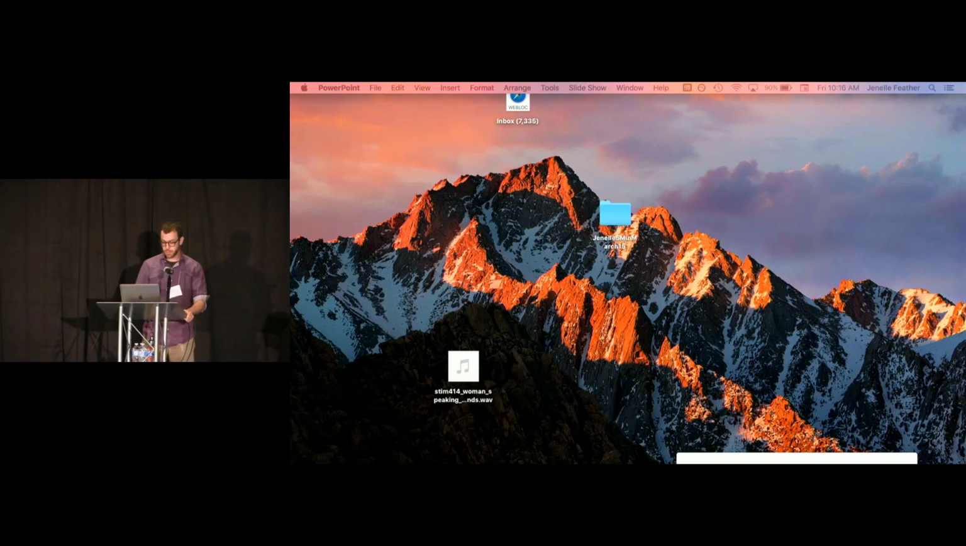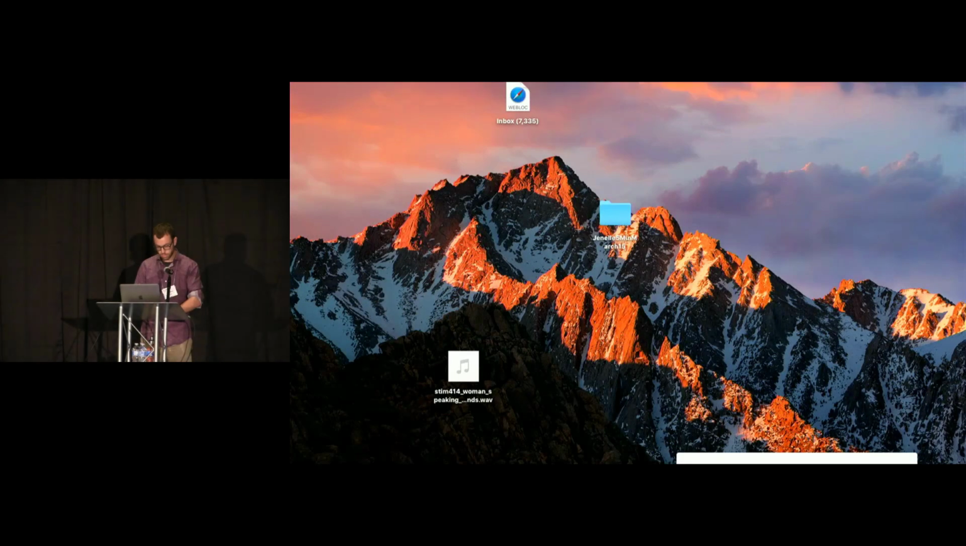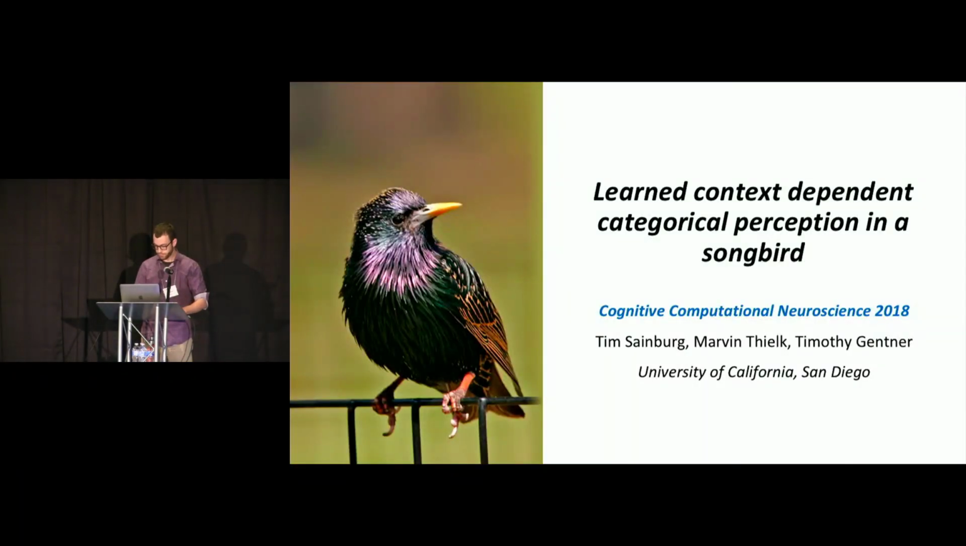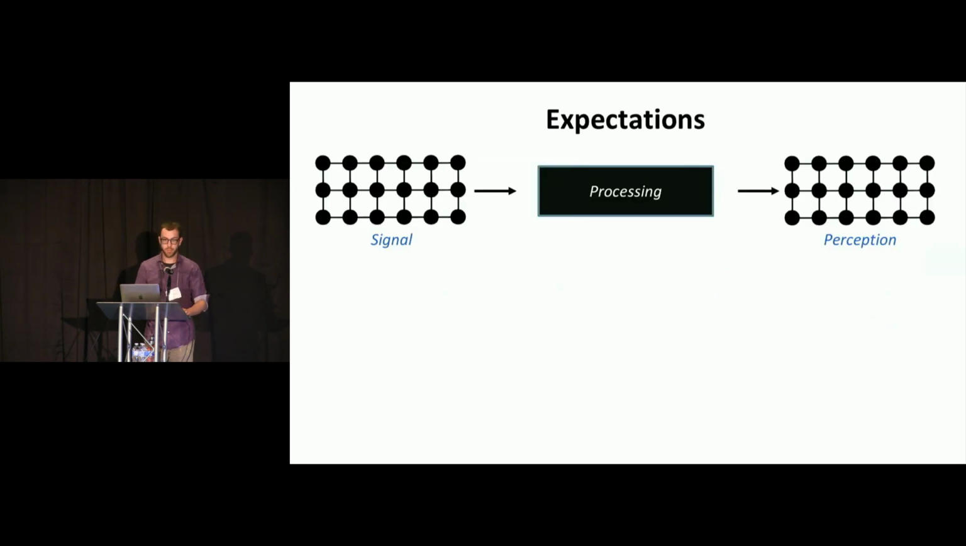Okay, so I'm going to be talking about how perceptual spaces are learned and modulated in a model songbird, the European starling. So perception is the interpretation of some sensory signal into an experience. For example, we might hear some sound, our brains will process that information, and we'll recognize it as, say, a bell ringing. We might expect our perceptions to have one-to-one correspondences with signals that exist in the real world.